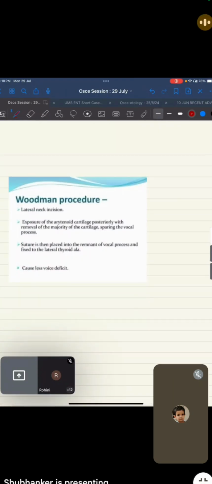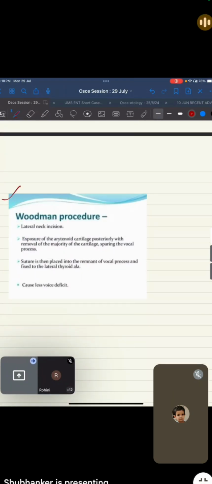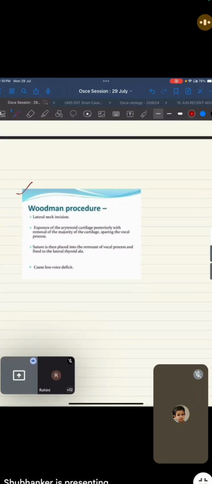Okay. Now, third question over here is, what is Woodman's procedure? Basically, these all are your named procedures which will be helping somewhere in medialization, somewhere in lateralization. In this, what we do is the exposure of the arytenoid cartilage, and a lateral neck incision is given. That's why, in the present day scenario, all these are only of historical importance. So just remember the name where they are used.